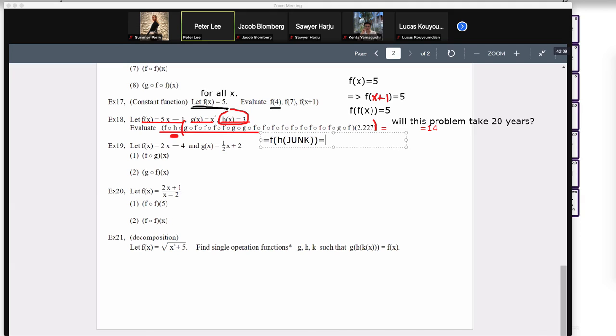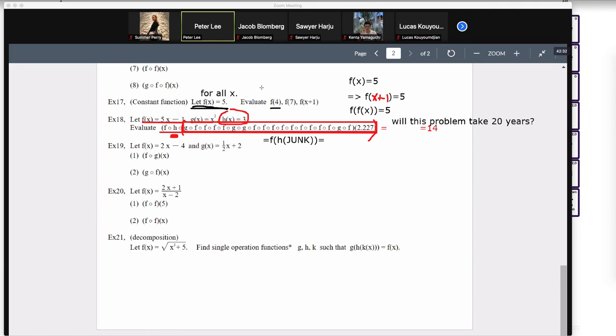So let me call that junk. The junk right there. What is junk? In this case, junk is equal to 3. This guy right here, let me call that junk. We don't really care what that is. Why? Because there's a function h waiting right there.